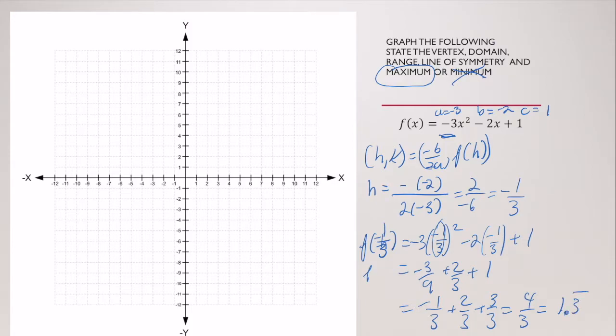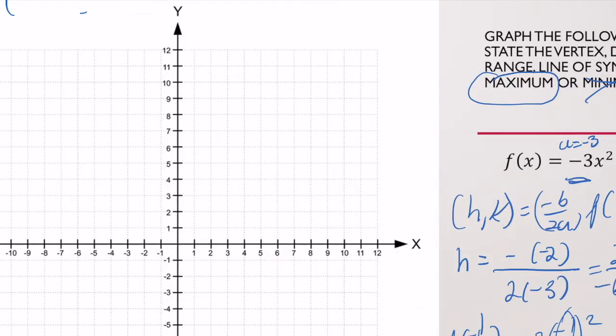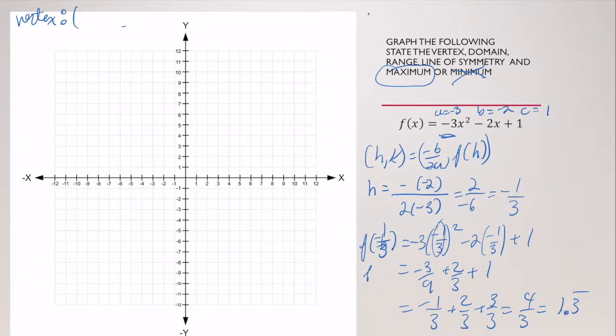So my vertex is when x is negative 1/3, y is 4/3. So when x is negative 1/3, y is 4/3, which is just a little bit more than 1, so we're right about here. And I know this is going to open down.